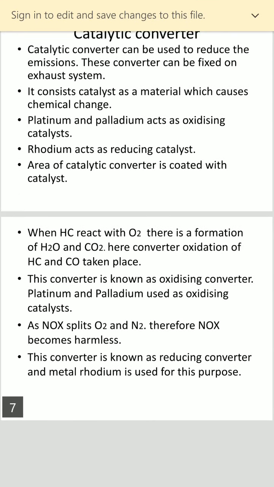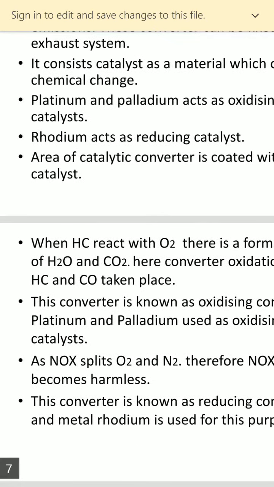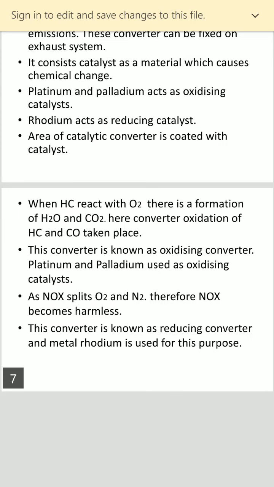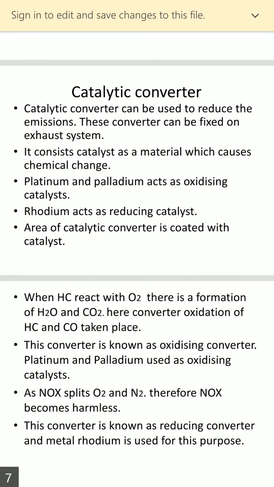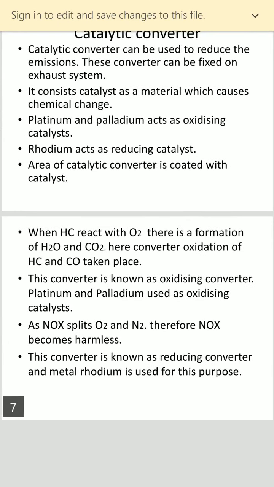Next, another emission, that is NOx emission. Here when NOx splits, we get O2 and N2, that is oxygen and nitrogen. These are harmless, so NOx becomes harmless. For this we have to use a reducing converter, using rhodium as the reducing catalyst. Okay, thank you.